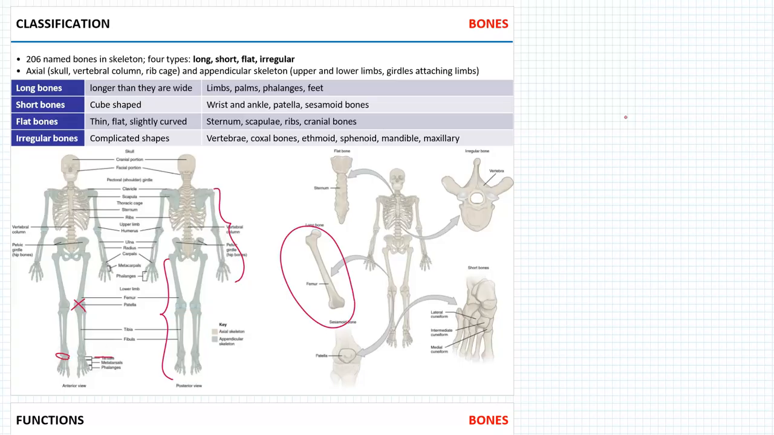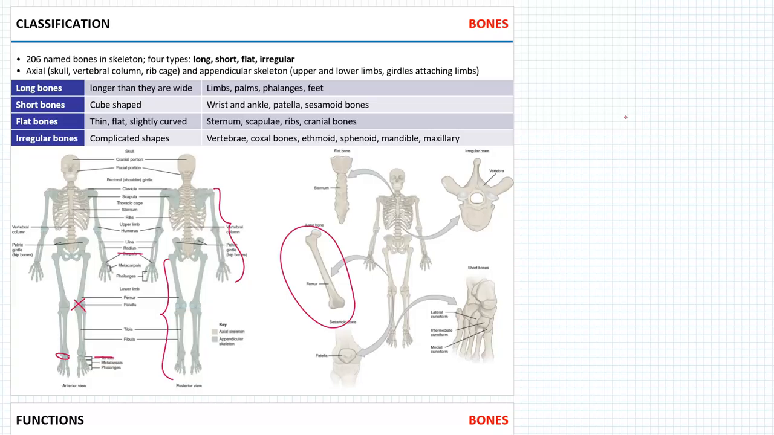tarsal bones, and carpal bones. Tarsal bones form the dorsal aspect of the foot, and carpal bones form your wrist. Okay? Every other bone in any limb is a long bone. You will see why this is important, because the structure of a long bone is different compared to the other three types.